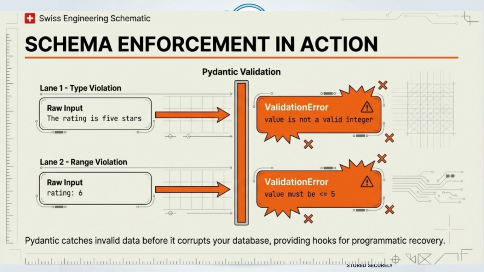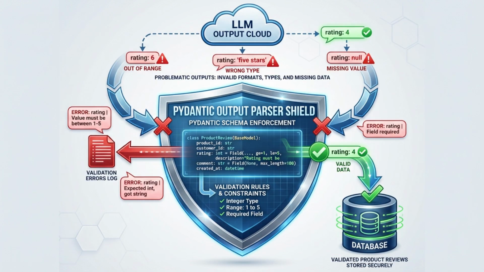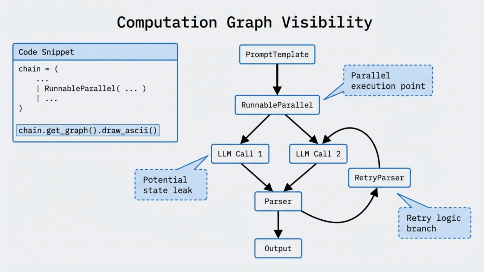But even with great validation, complex chains can still be hard to debug. Let me show you how to make the invisible visible. Here's the situation every developer hits. Your chain is doing something weird. Data is leaking between calls. Some component is failing, but you can't figure out which one. And you're stuck adding print statements everywhere like it's 1995. But what if I told you your chain can actually show you its own architecture?